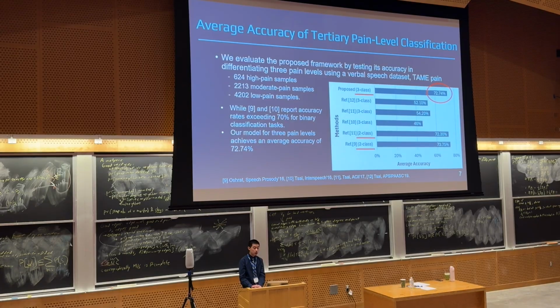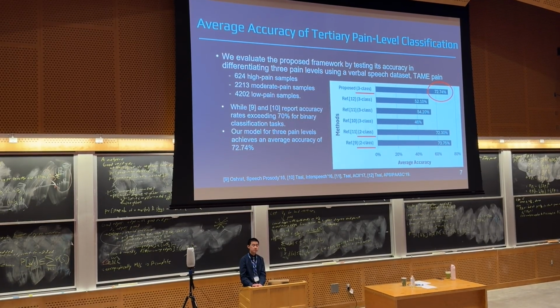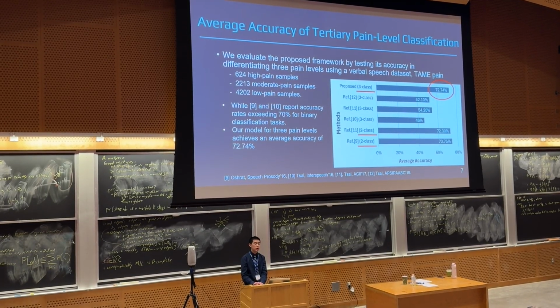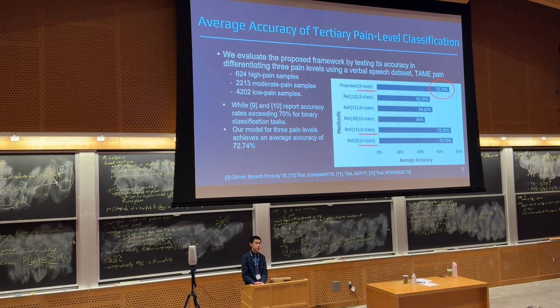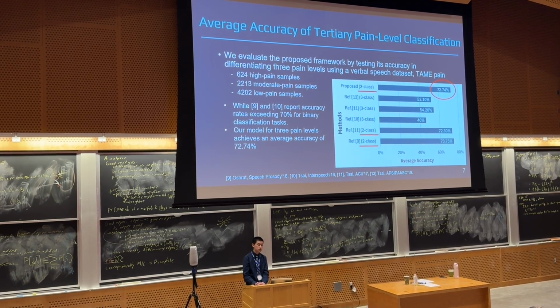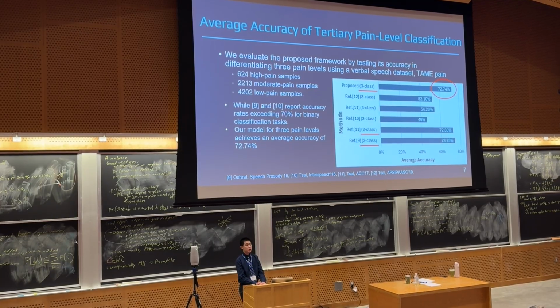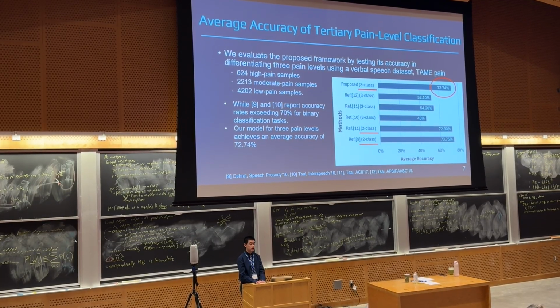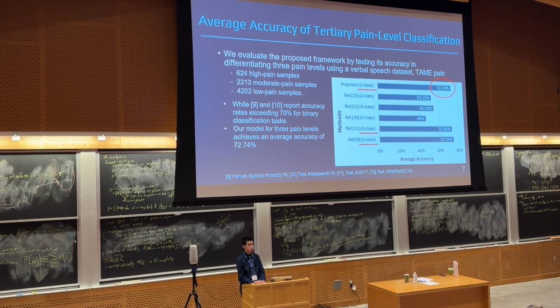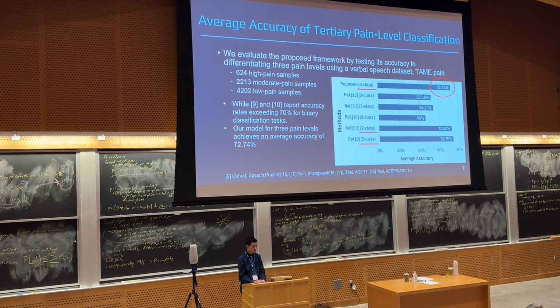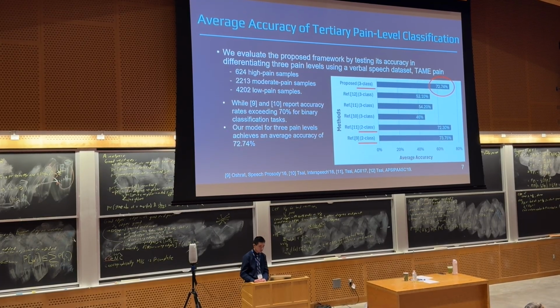The accuracy for our model was over 72%. This is around 20% more than previous work done with 3 pain level scales. Another thing to note is that our accuracy, 72%, is also comparable to those of a 2 binary scale, which is significantly easier to do compared to a 3 class one.